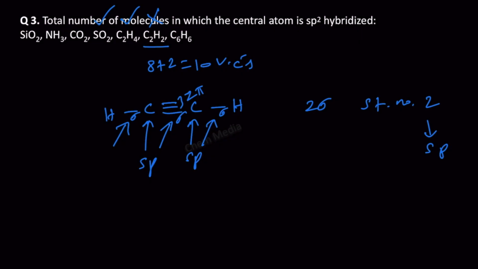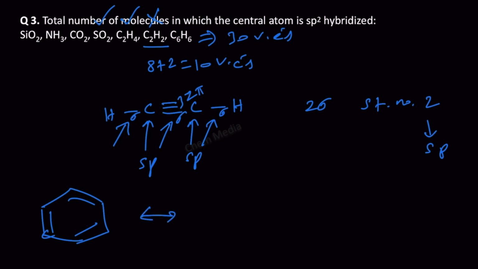So in benzene we know that each carbon atom is sp2 hybridized. So what would be the total number of valence electrons here in C6H6? We have 6 times 4, so 24, plus 6. So we would be having 30 valence electrons in total. So with that we can write a structure like this. Each carbon atom is having 3 sigma bonds plus 1 pi bond. Either you can write the structure like this or you can write the structure like this.